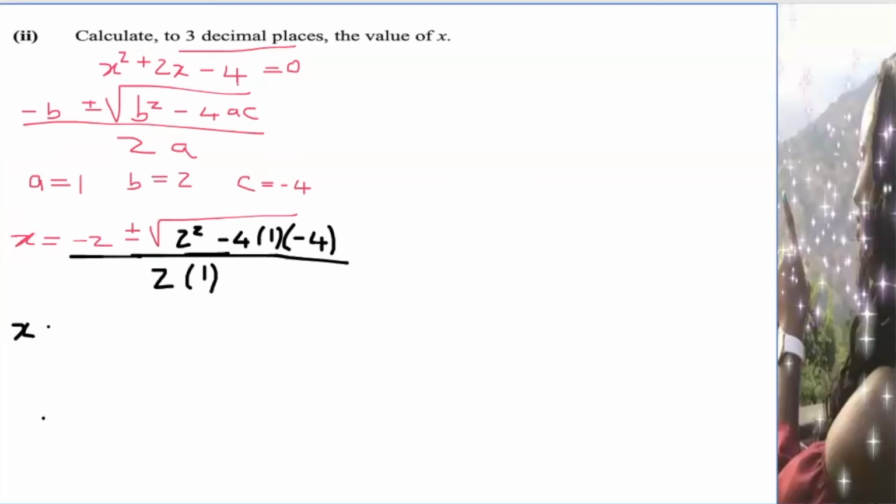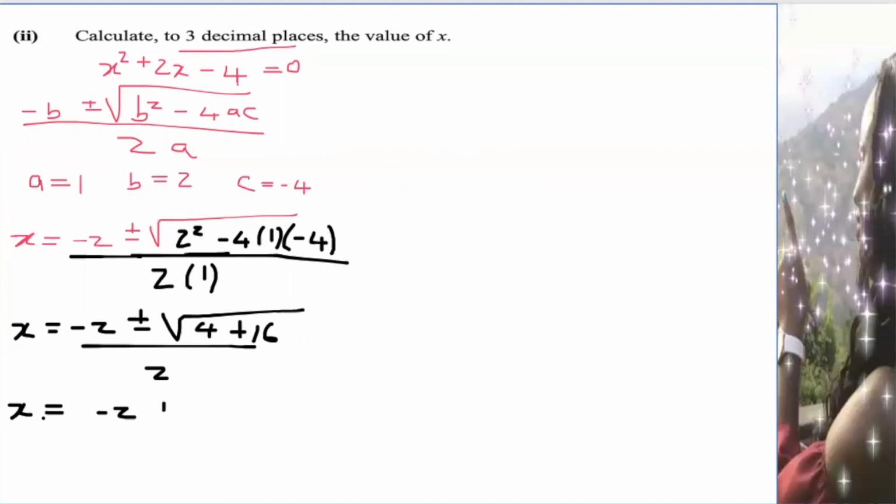Now simplifying this, I'll rewrite my minus 2. Then I have plus or minus the square root of 2 squared, that's 4. Minus 4 times 1 times minus 4, that's positive 16. Negative times negative, positive. All over 2 times 1, that's 2. Simplifying further, I have minus 2 plus or minus, underneath my square root, the 4 plus 16, that's 20 over 2.